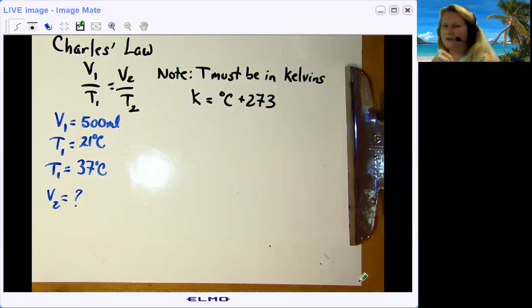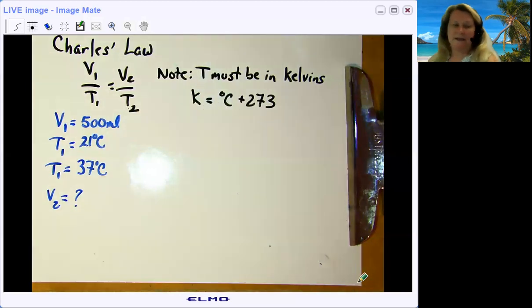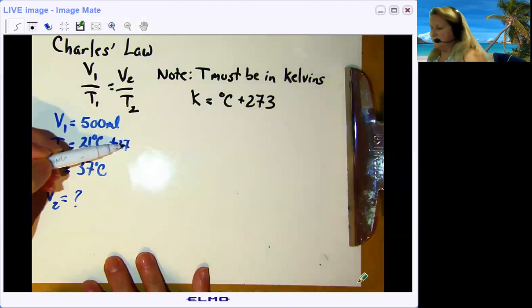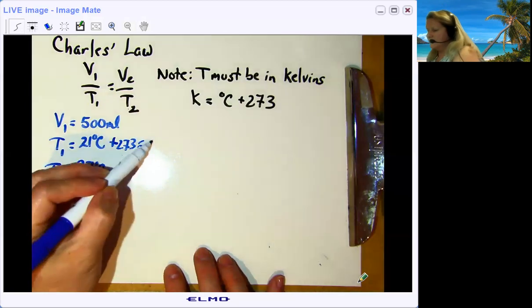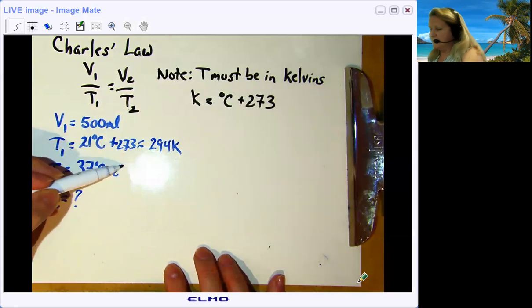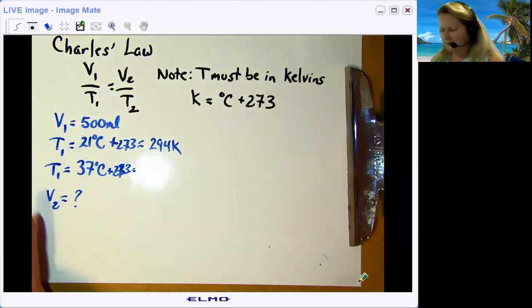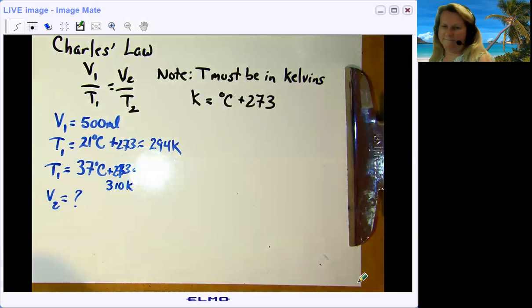All right. So the first thing you have to do, remember our note? You have to turn these temperatures into Kelvins, okay? So you might want to have your calculator out for this. All we're going to do is add 273 to each one. So 21 degrees Celsius becomes 294 Kelvin. And 37 degrees Celsius, if you add 273 to that, I think that's 300. No, it's 310, I think, isn't it? Let me just double check. 273 plus 37, yep. This becomes 310 Kelvin, all right?